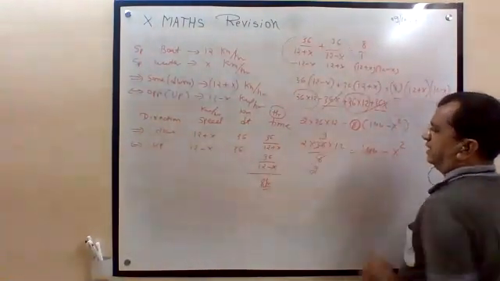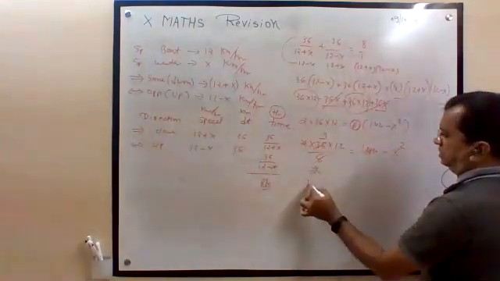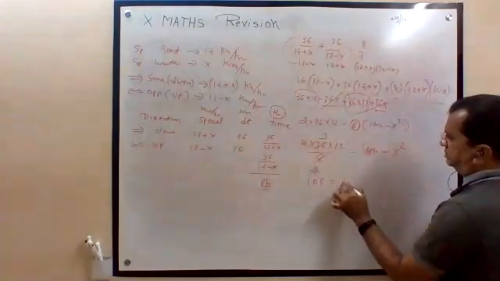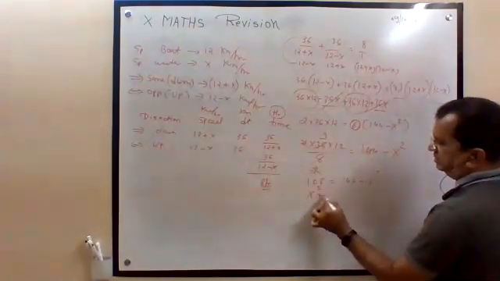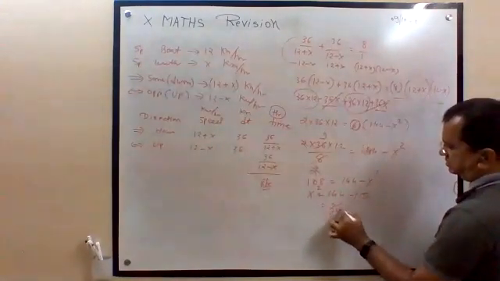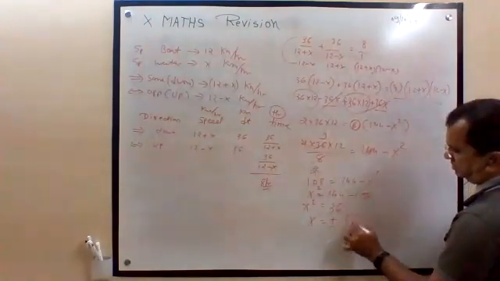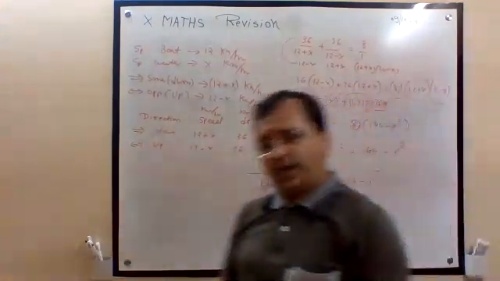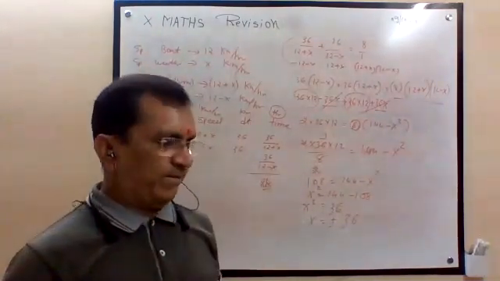Four 2s are 4, nine... This 2 cancels. This is 108 is equal to 144 minus x square. X square goes to this side. 144 minus 108 is 36, so x square is 36. So x is equal to plus or minus 6. Whenever you are taking a square root, always write plus and minus.